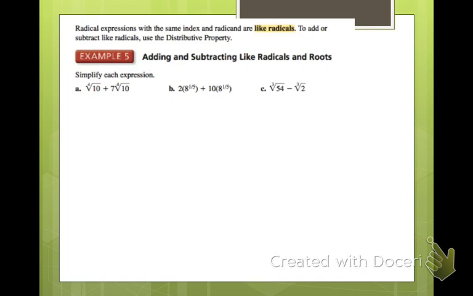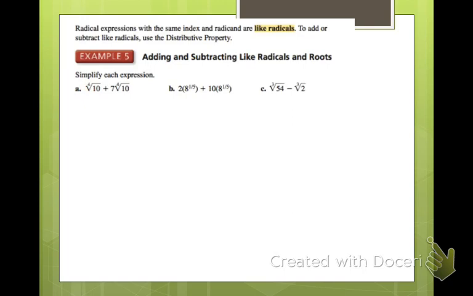Radical expressions with the same index, remember that's the root, and radicand, that's the number underneath, are called like radicals. So to add or subtract radicals, they need to be alike. So in example 5, A, we've got the fourth root of 10, and there's one of them, so there's just an understood 1 in front of that problem, plus 7 fourth roots of 10.